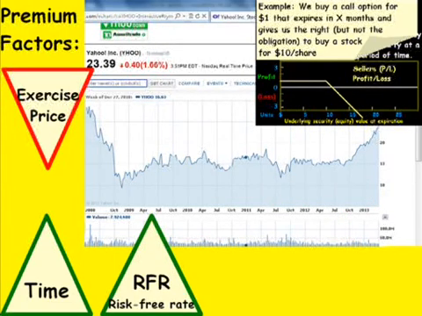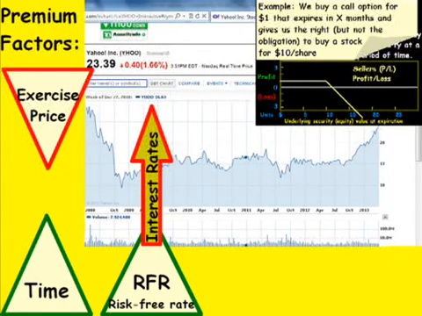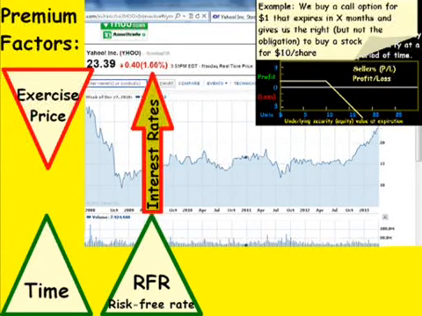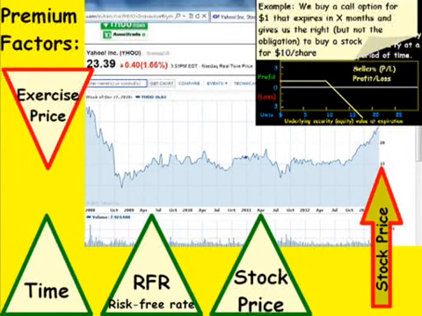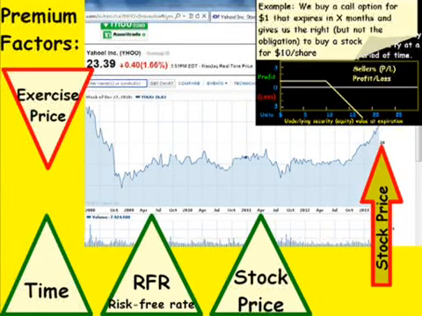The next factor we have here I call RFR, or the risk-free rate. Now interest rates is how we can think of this, and as interest rates rise, the higher the premium for an option is going to be. Another factor affecting the premium is the stock price. The higher the stock price, the higher the premium.